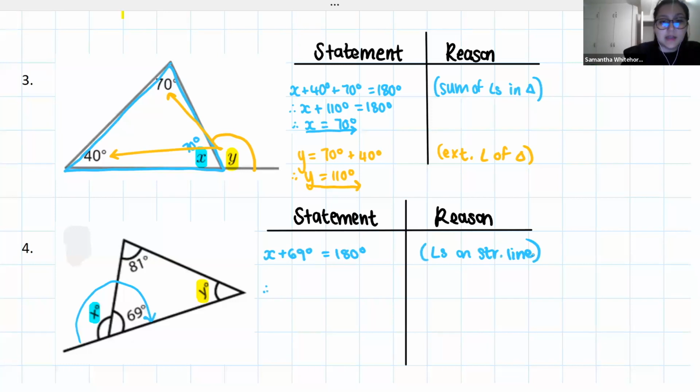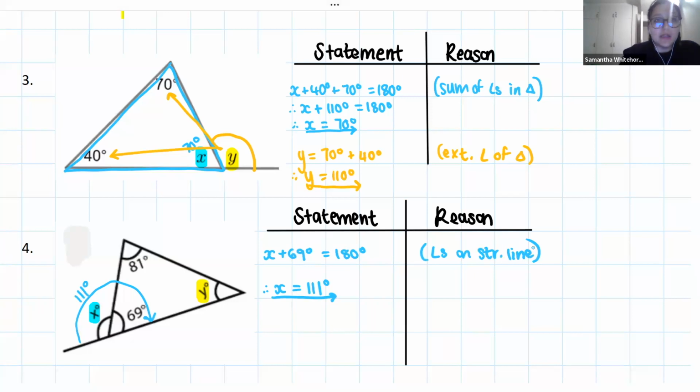Right, once I have that, I can now solve my equation. And so if I now say 180 minus 69, because remember we're doing our inverse operations, I am going to get 111 degrees for X.